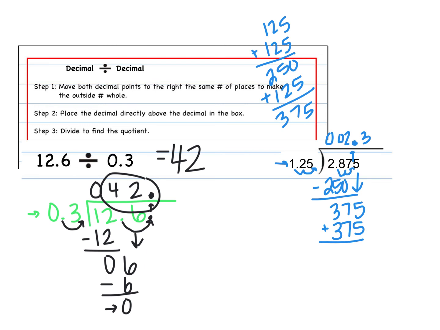Oops, don't add them together. We're going to subtract them. Okay, subtract those 2 numbers, which we get 0. Nothing else to bring down, so my final answer for this one, 2 and 3/10.